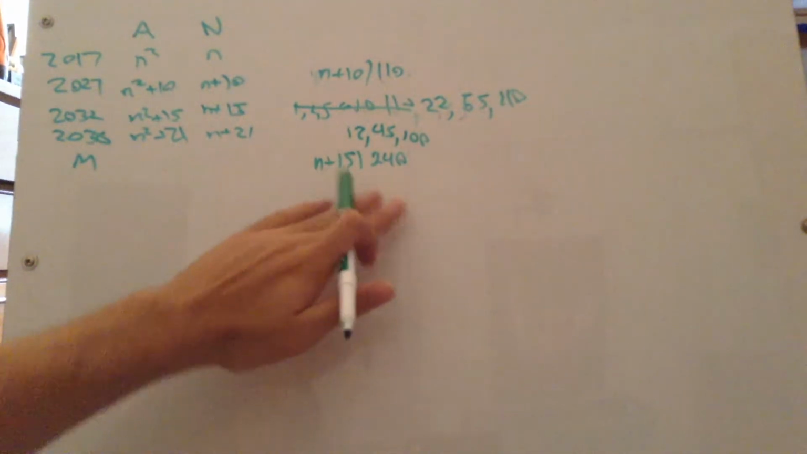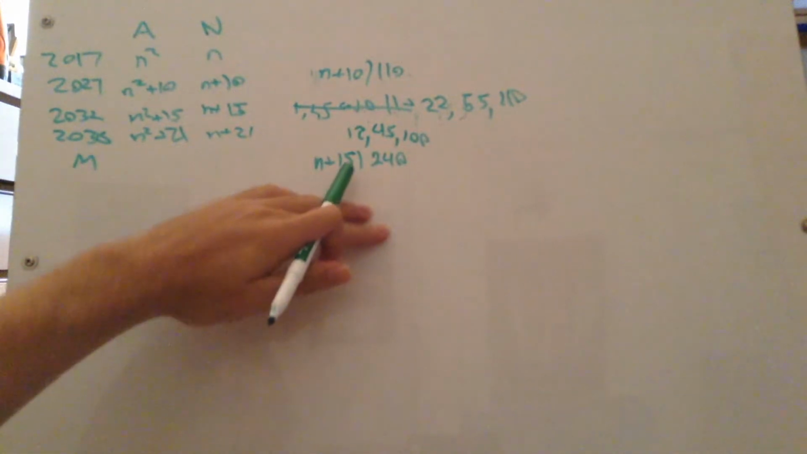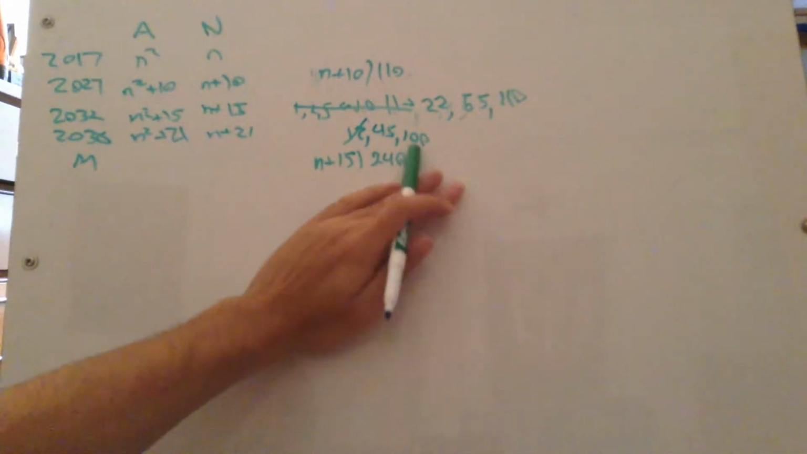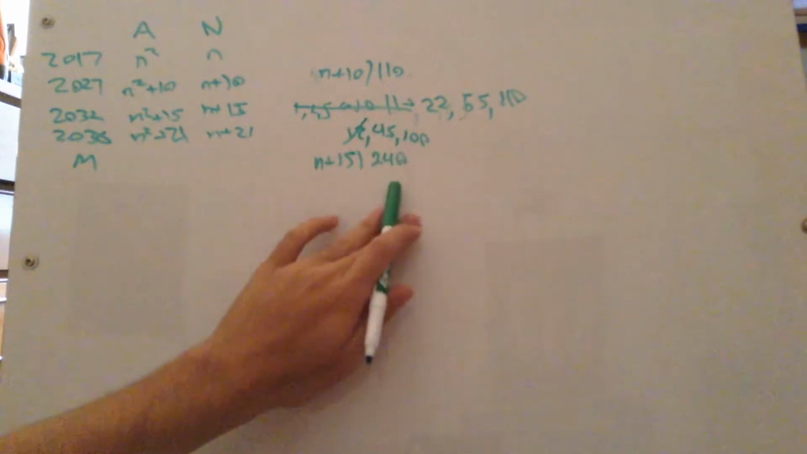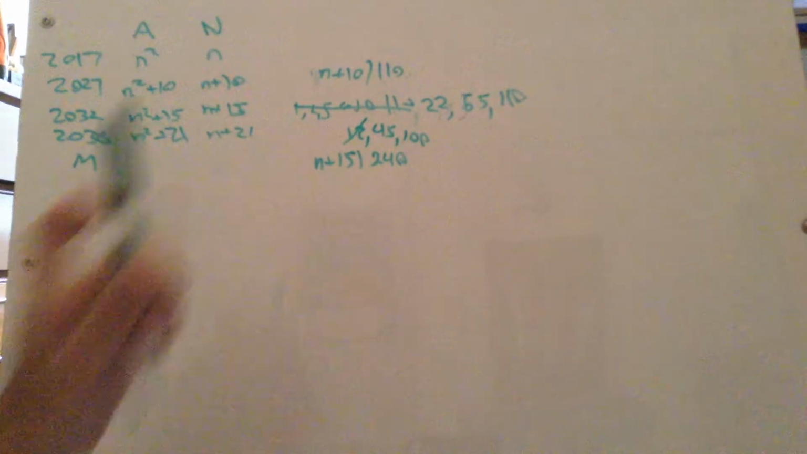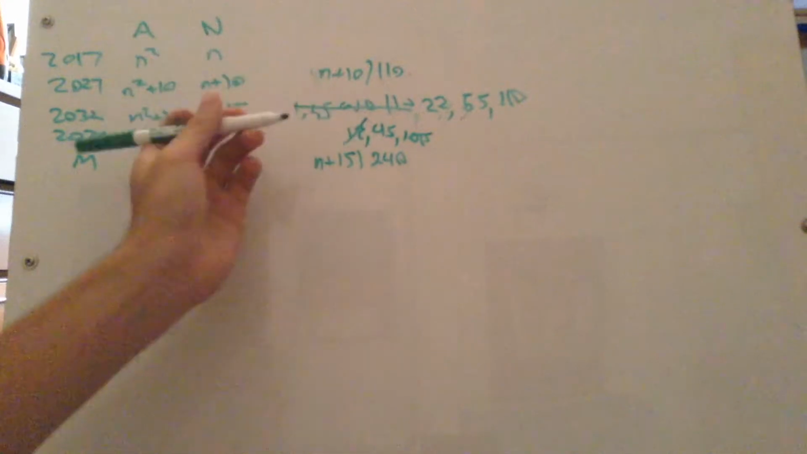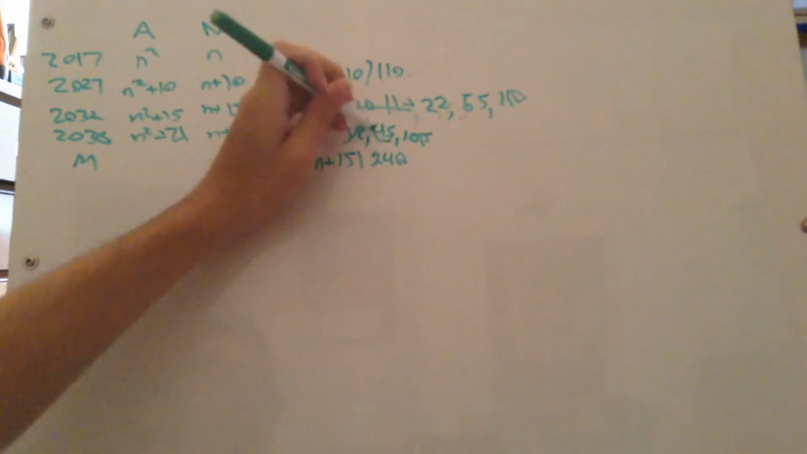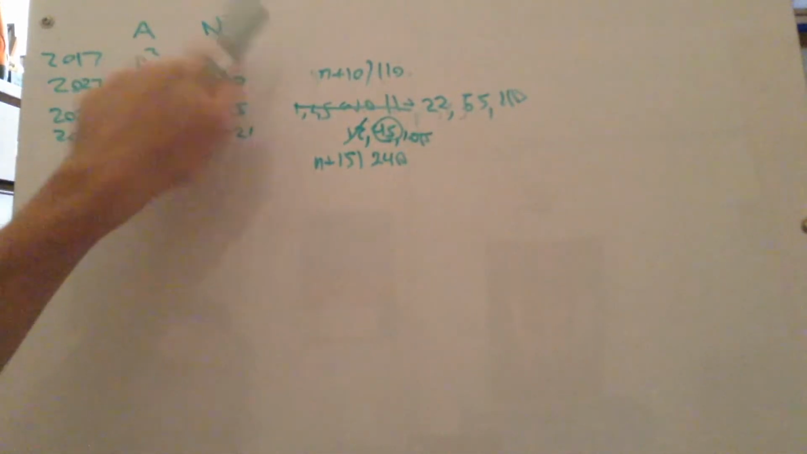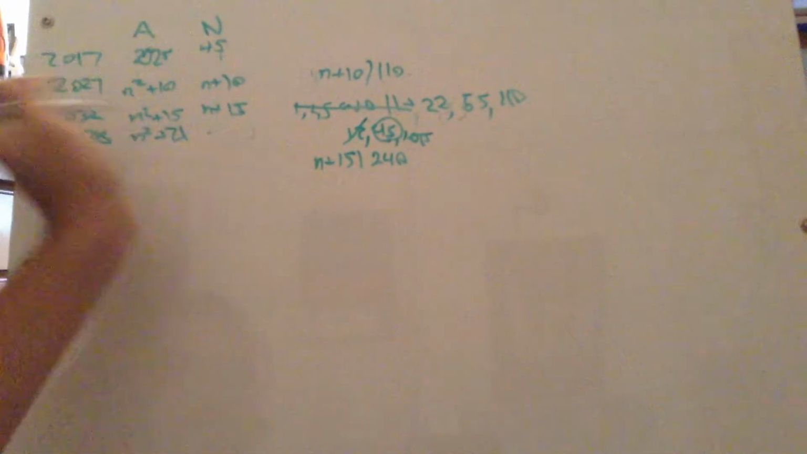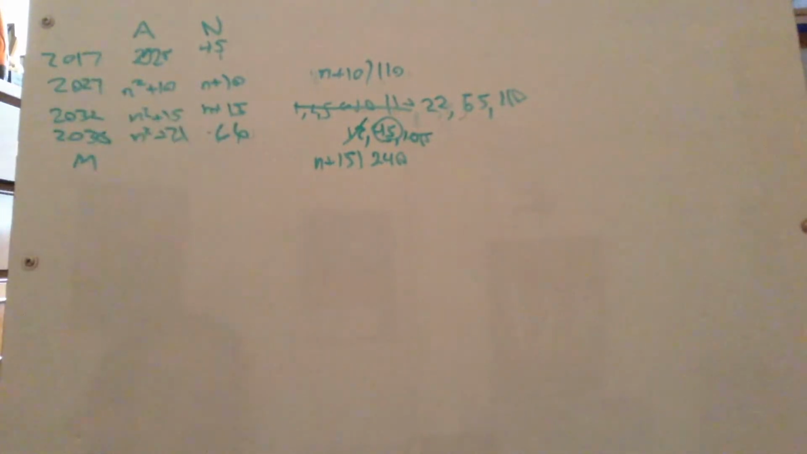If n is 12, n plus 15 is 27, and it doesn't divide 240. If n is 100, n plus 15 is 115, and that also doesn't divide 240. So just by looking at the first two equations, not even using the third equation, 2038, I know already that n has to be 45. I'm going to write that up here: n is 45. Using the square trick, I know that this is 2025. This is 66. I'm not going to write the rest, but this one will be important later.